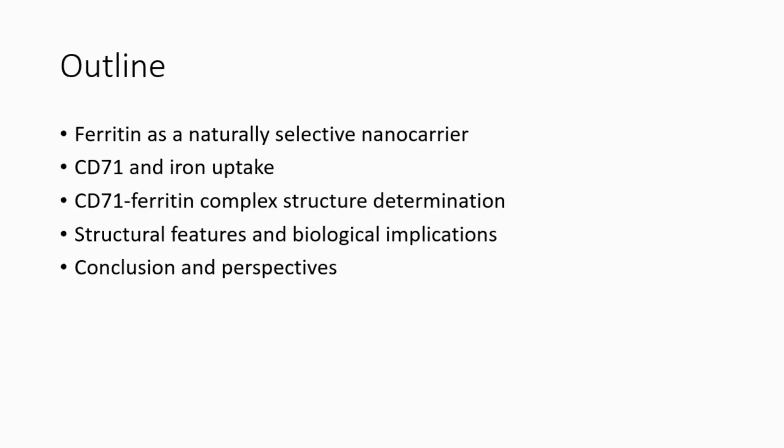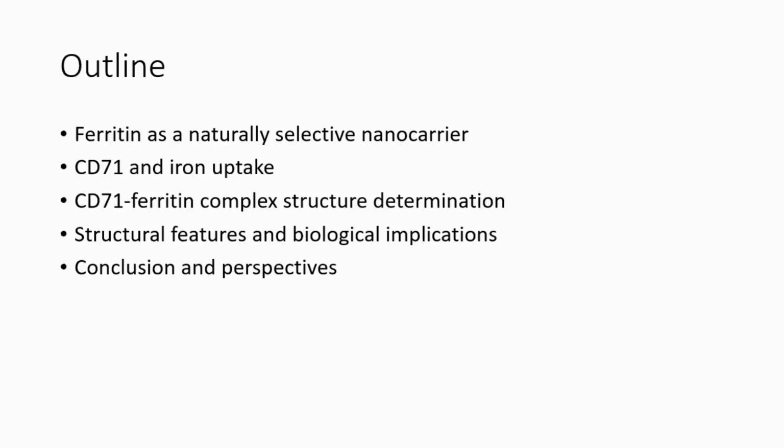Now then, how am I going to structure this talk? We are going to talk about ferritin as a selective nanocarrier, and how its receptor, because ferritin is not only residing inside the cells but also circulating in the bloodstream, interacts with the receptor to assist transferrin in uptake by cells. Then how we determined the structure of the complex between ferritin and the receptor CD71, the features of the structures, and then some conclusions.